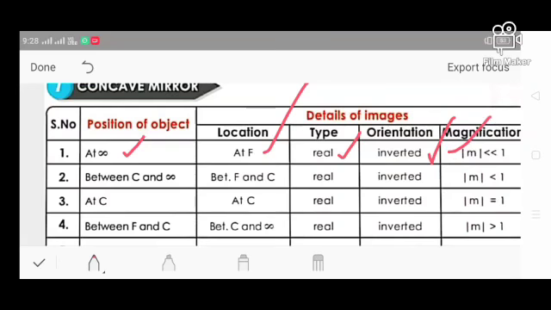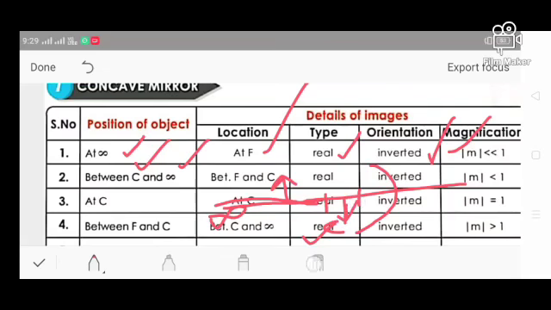After that, when the object is placed in between center of curvature and infinity, suppose this is your concave mirror, this is the center of curvature C, this is the infinity line, this is the center, and this is the focal point. Then your image will be between focus and center of curvature, that means the image will be here, at that point.